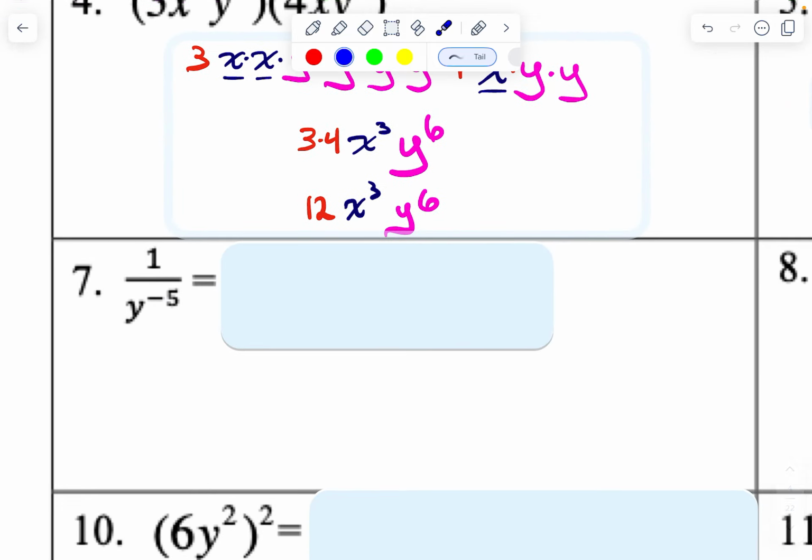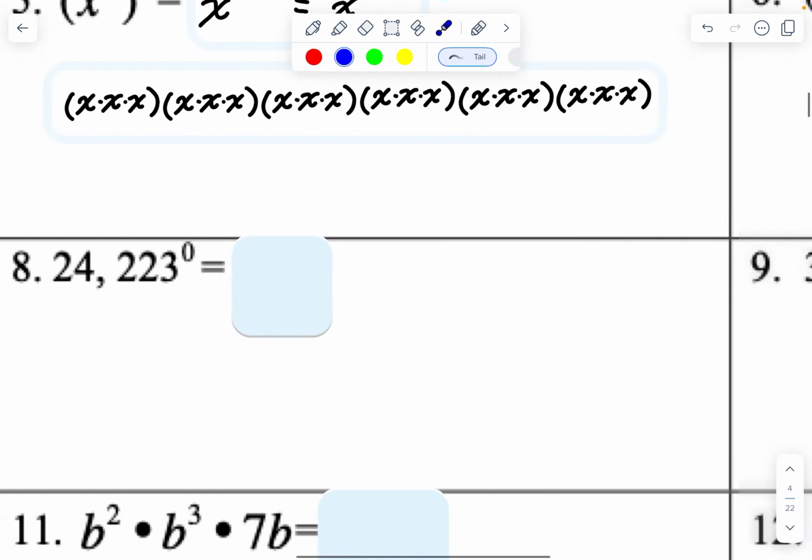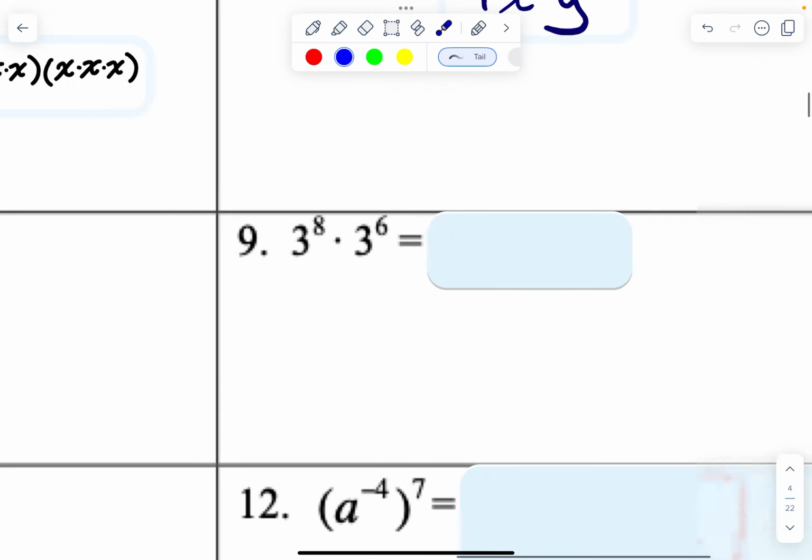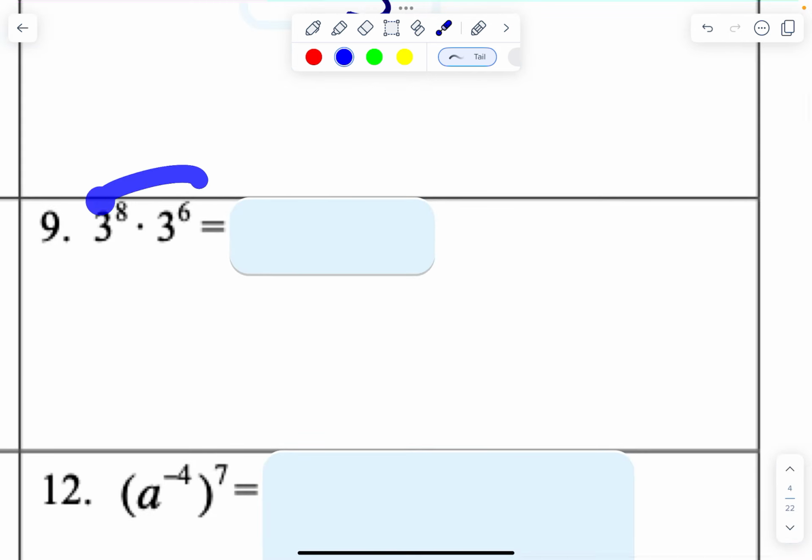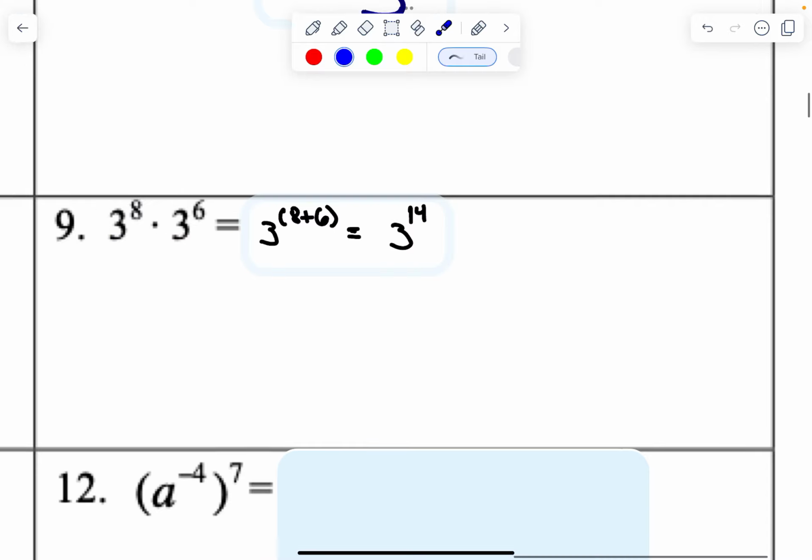1 over y to the -5th. Well, I've got that negative exponent, so let's flip its place in the fraction. I just end up with y to the 5th over 1, or just y to the 5th. Anything raised to the 0 is always 1. Same base, so I add my exponents, and I get 3 to the 14th.